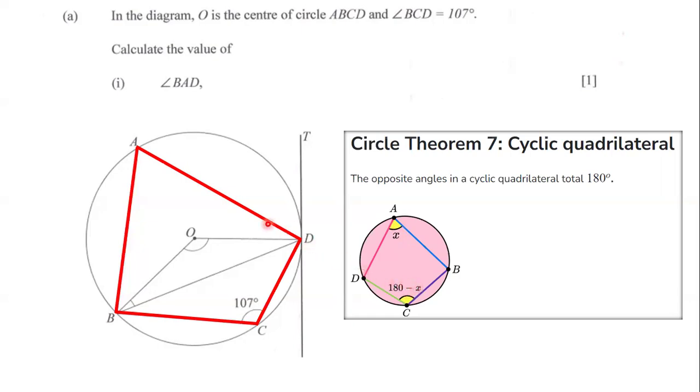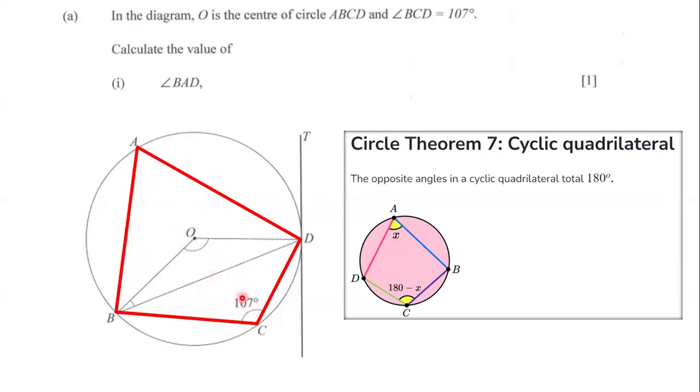Here we have a cyclic quadrilateral, because it's a quadrilateral, it has 4 sides, and the vertices of this quadrilateral are on the circumference of the circle. We know that 107 is the size of this angle, but the theorem says that the angle opposite 107 and this angle have to add up to 180 degrees.